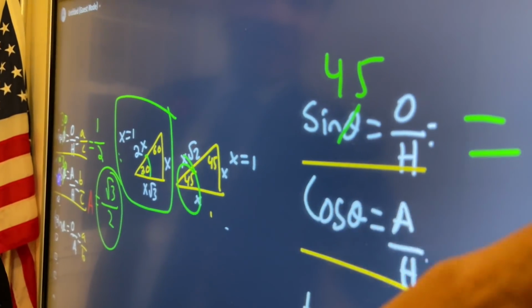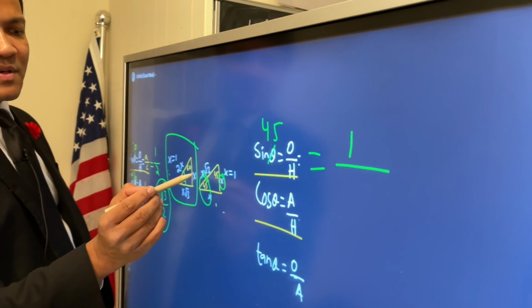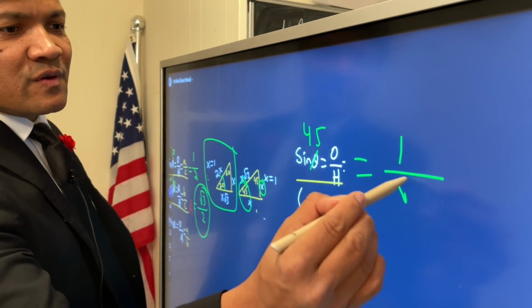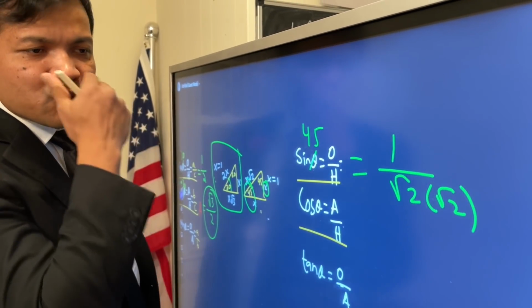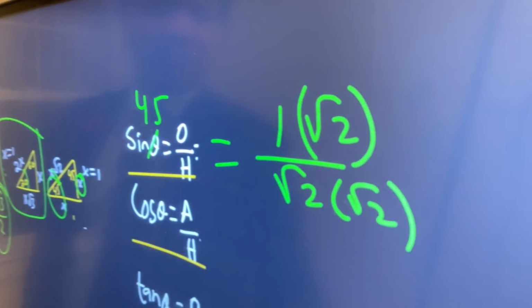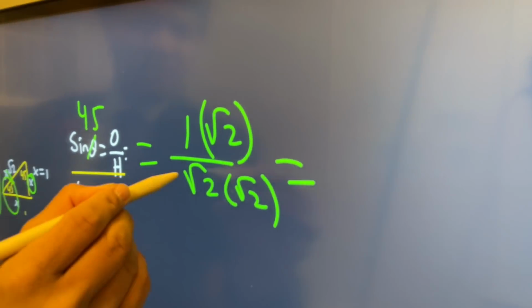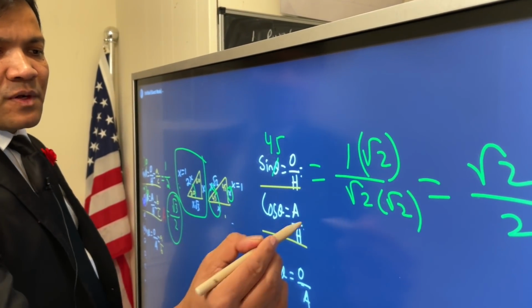Sine 45 degree is opposite over hypotenuse. Opposite is x, which is 1. Hypotenuse is x root 2, so square root of 2. By the way, we have to rationalize it. Nobody likes a square root on the bottom, so top and bottom we multiply by square root of 2, and square root of 2 times square root of 2 is just 2. So we get square root of 2 over 2.